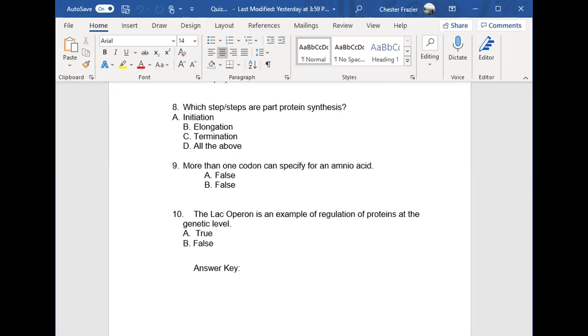Can more than one codon specify for the same amino acid? True. That's true. Lastly, the lac operon is an example of regulation of proteins at the genetic level. Is that true? You remember the lac operon? That is regulation. It is occurring at the genetic level. That is true.